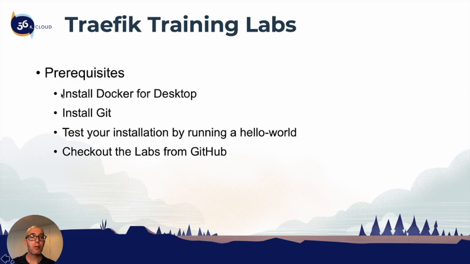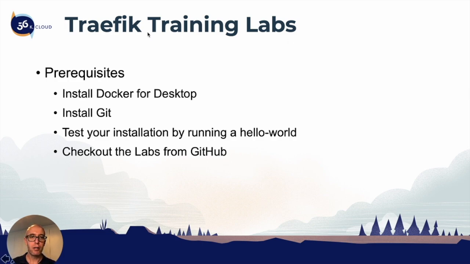The next thing we want to do is install Git. We need Git so we can check out the labs from GitHub, and you can install Git various different ways. Again, I added the links down below for GitHub Desktop, for installing Git locally, and just different ways to install Git. And once we have Git installed, we can then check out the labs from GitHub.